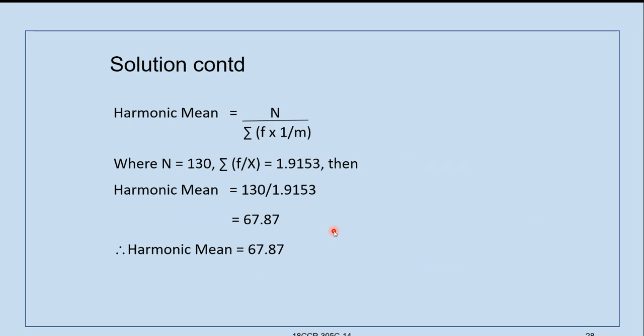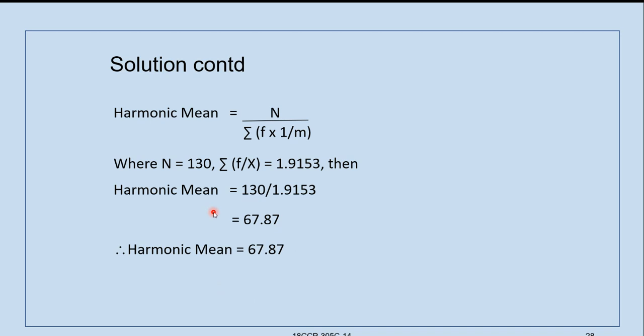See here, n by sigma f into 1 by m, where the value of n is 130 and sigma f by x is 1.9153. The result of this fraction is 67.87. And here the harmonic mean is interpreted as 67.87.